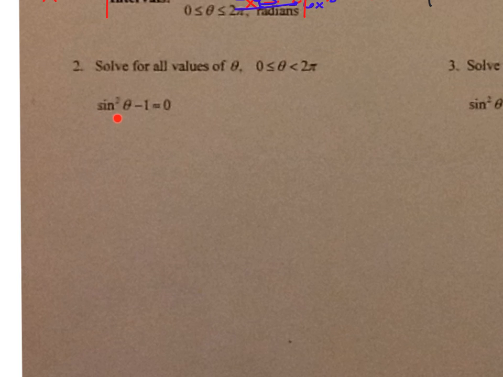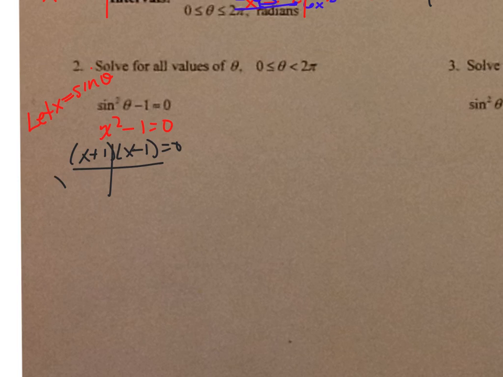All right, so I have sine squared theta minus 1 equals 0, and my angles I want to find in the interval from 0 to 2 pi. Okay, so I'm going to start by writing a let statement. So let x equal sine theta. So I have x squared minus 1 equals 0. So I can factor this. This is the difference of two perfect squares. So it's x plus 1, x minus 1 equals 0. So I get x is equal to negative 1, and x is equal to 1.